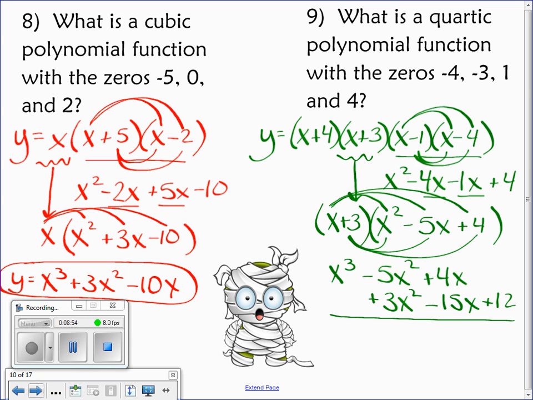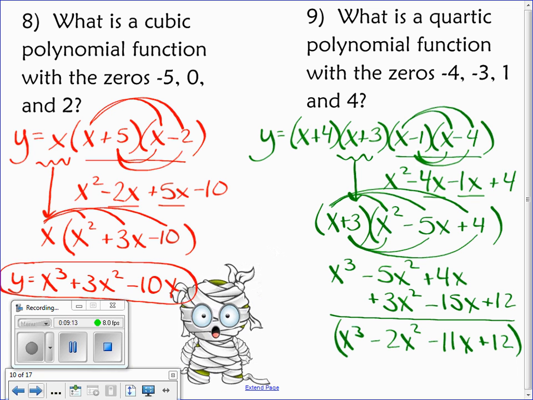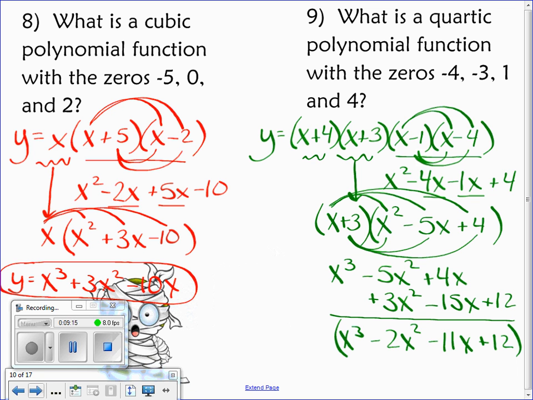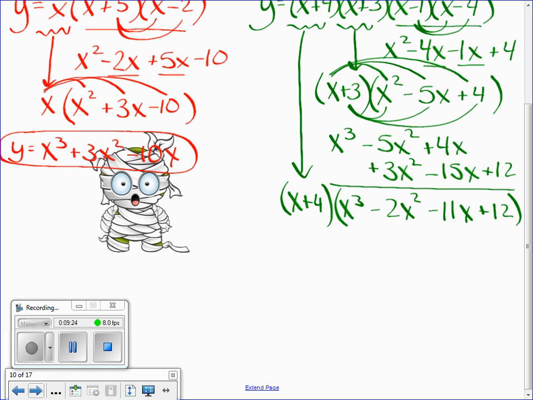When they're starting to get a little lengthy, it's probably nice to kind of do the stack approach there on those. Putting our like terms together. X cubed minus 2x squared minus 11x plus 12. Have I used everything yet? I'm sorry. I want to drop down the x plus 4 because I haven't used him yet. And now we'll multiply there. It's a whole lot.